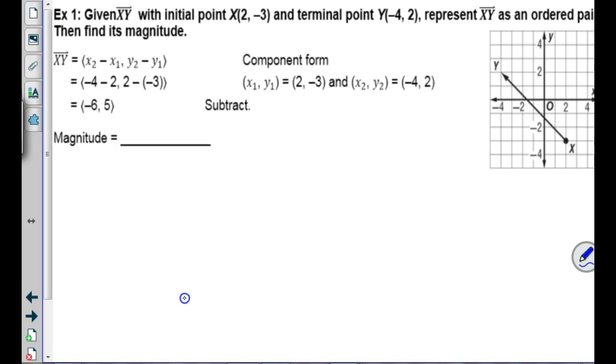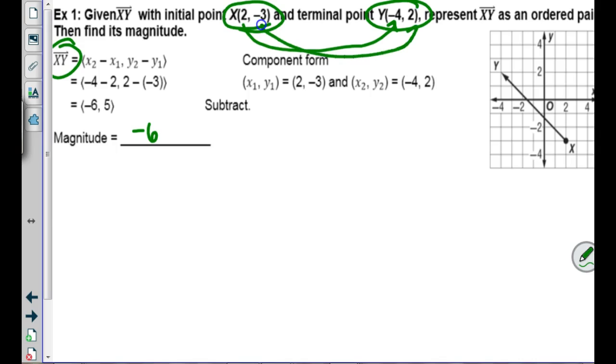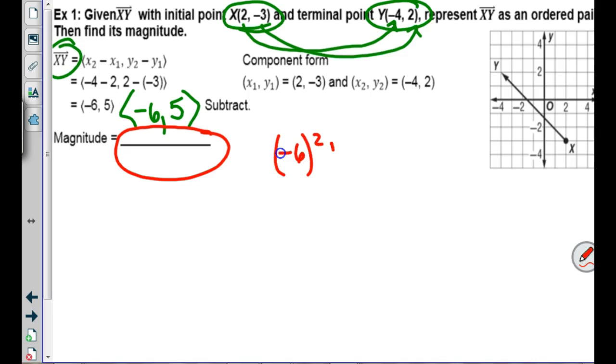So here's the example you have on your worksheet for example 1. It said 2, negative 3, and it wants from x to y. So it went from 2 to negative 4 for the x, which would be left 6. Everybody good? And negative 3 to positive 2 would be up 5. So those are the components. How do we find the magnitude? This should really be up here. How do we find the magnitude? We just do Pythagorean theorem on that vector we just found, negative 6 squared, 5 squared.